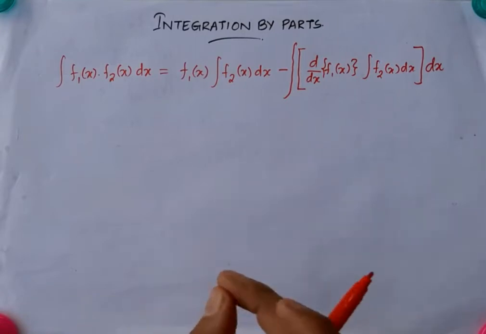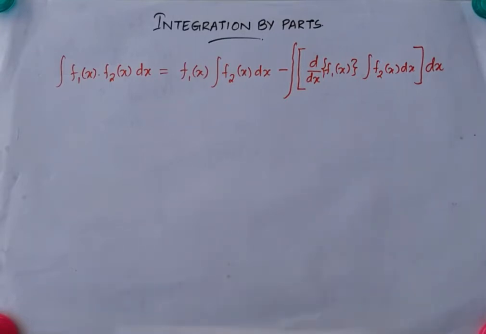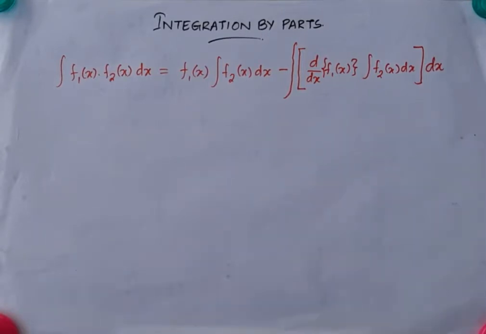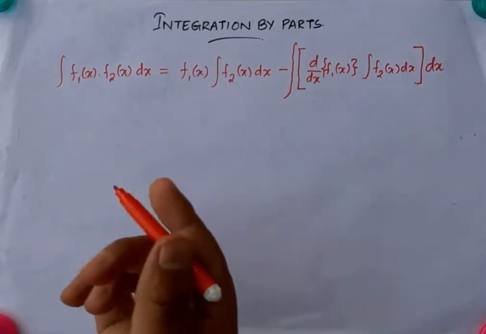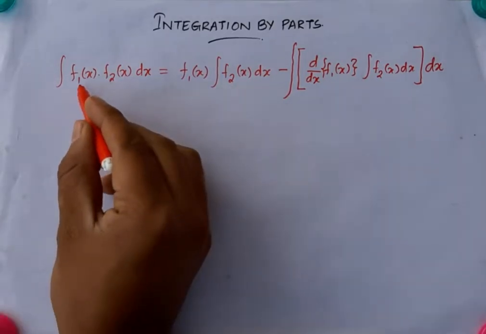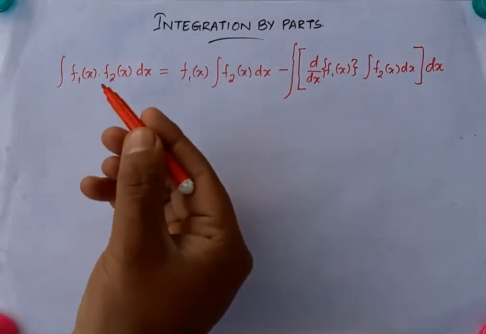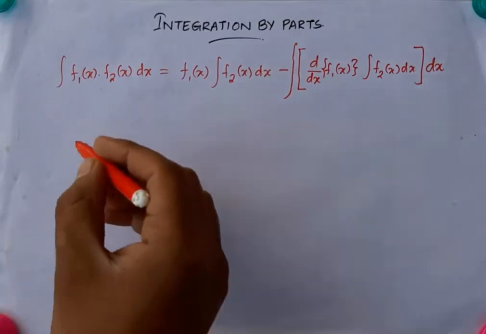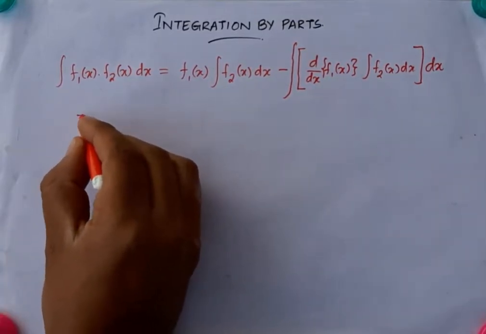Now how to memorize this rule? The only way of memorizing this rule is by practice. Now you might get confused when the product of two functions is given, which one to be taken as the first function, that is f1, and which one to be taken as the second function. For that you need to memorize this.